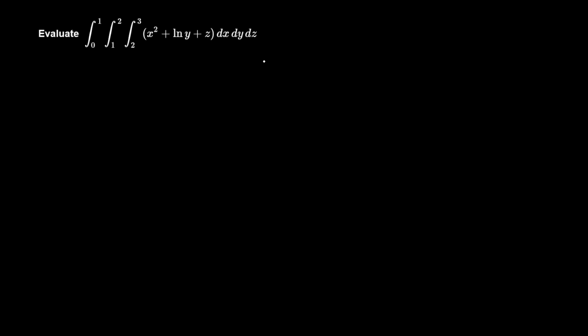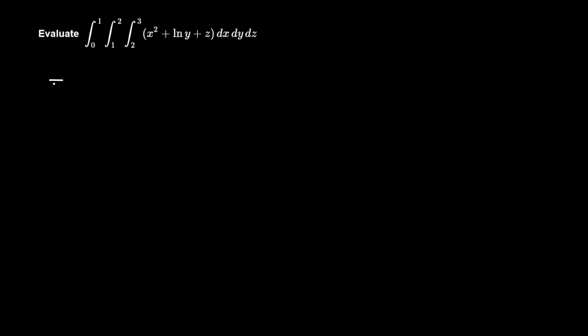Evaluate this triple integral. Looking at this function, x squared plus ln y plus g, the g portion is the easiest one. Ln y will be the most difficult. So let's do the integral with respect to g first.